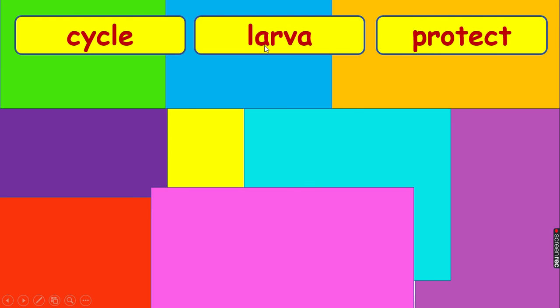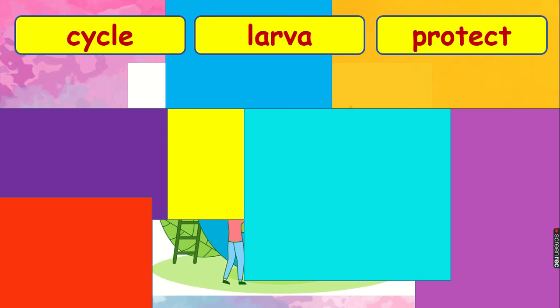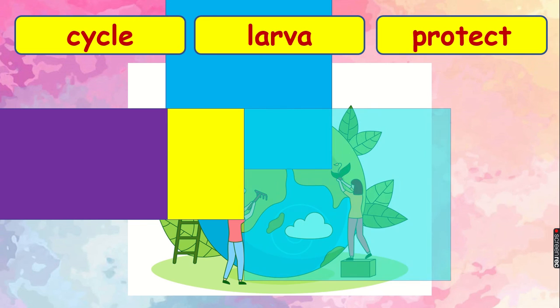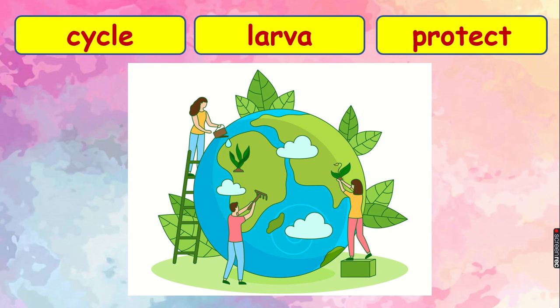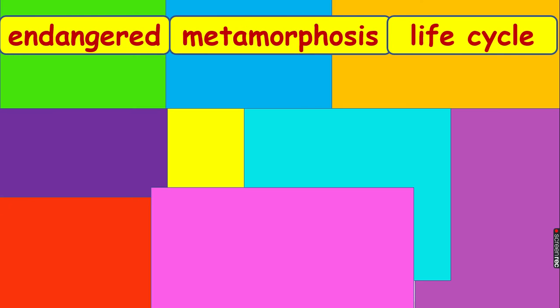Next one. Cycle, larva, protect. Which one is it? Right, it's protect. Look at these people protecting our planet, just like you guys. Say the word again. Protect. Protect the earth.